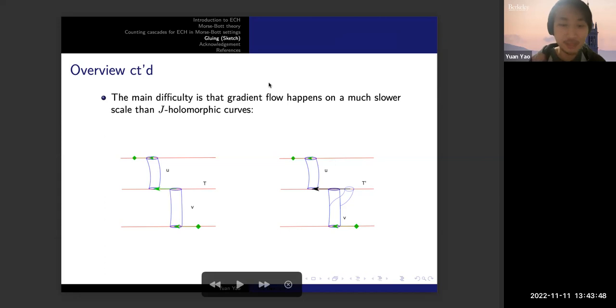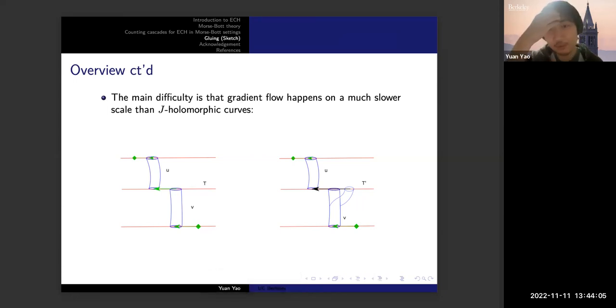And that's okay. Then you try to get around it, saying, well, let me wiggle things and see if I can still find a solution to this equation. And that's the second difficulty: the J-holomorphic curves and the gradient flows behave very differently. The size of the vectors don't mesh very well. So let me explain what this means.